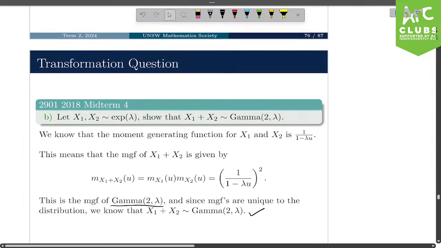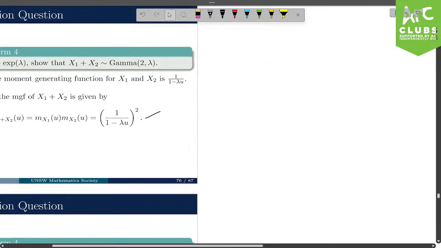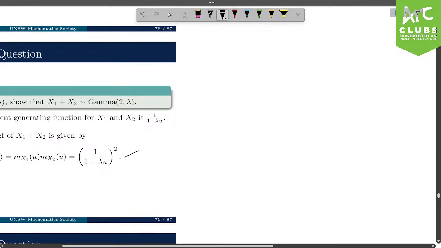But I mean, the way that I would do this, I would go ahead and say that, okay, I love convolution. In this sense, I say that, okay, let Y equal X1 plus X2, right? Now I'm just trying to find the distribution of Y. I know that X1, X2 are distributed as the exponential function of lambda.